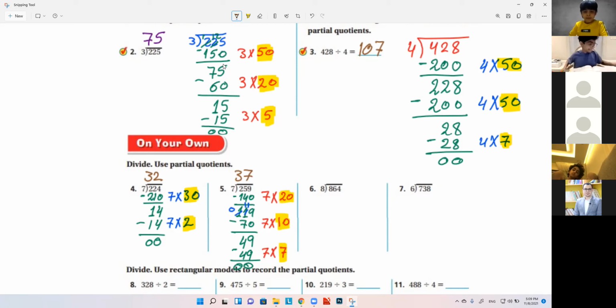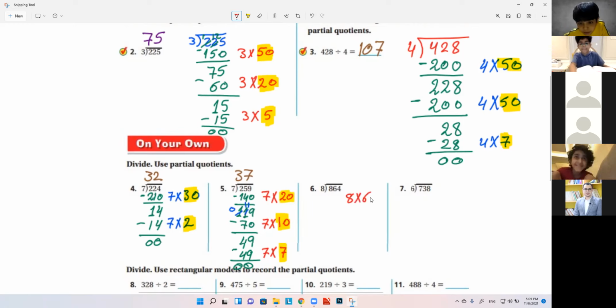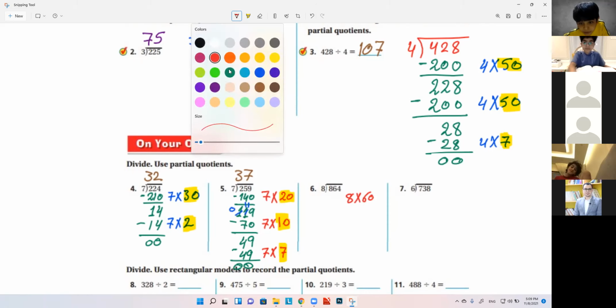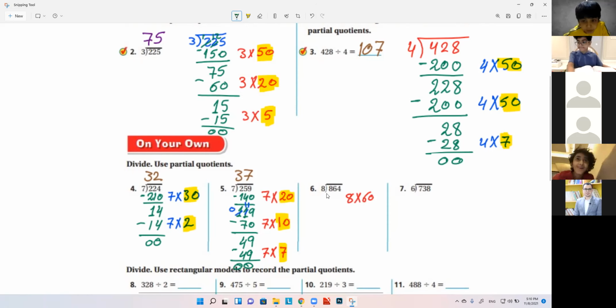Yes, so let's see what we're gonna do here. 864 divided by 8, we have a big number, 864. So what we're gonna do with it? 8 multiplied by 60, yes. 8 multiply 6 equals 48, and we put the 0, and subtract, yes.